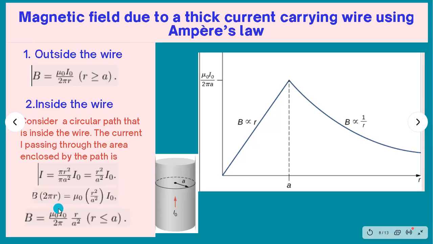So B into 2 pi r is equal to mu naught into r square by a square into I naught. Hence, we get the magnetic field. The diagram alongside here shows the variation of the magnetic field with the distance r. If the distance is lesser than the radius, that is inside the conductor, magnetic field is directly proportional to r. On the surface, it has a constant value, and outside the wire, it is directly proportional to 1 by r, or you can say inversely proportional to r.